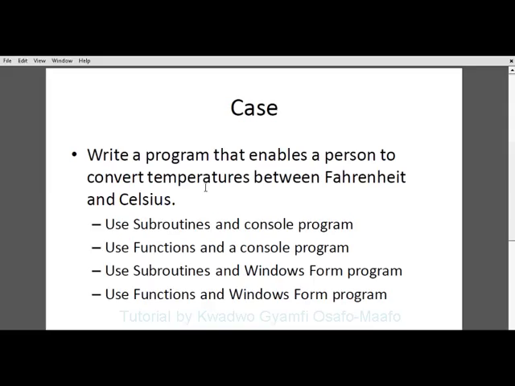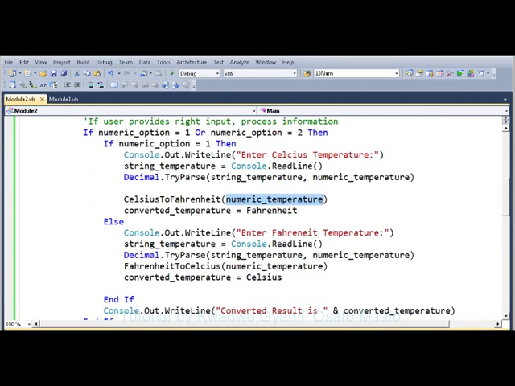Previously we used subroutines and a console program. Now we are going to use functions and a console program. While we are doing this, you should be able to understand the difference between functions and subroutines. So let's look at our previous example where we used subroutines, and then we will look at how we turn those into functions.